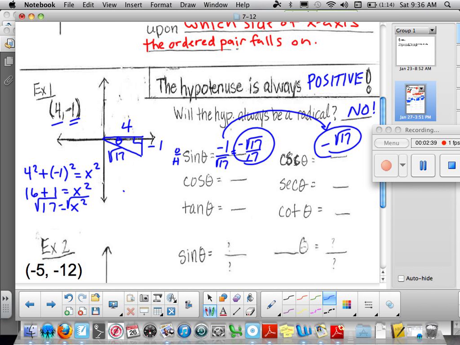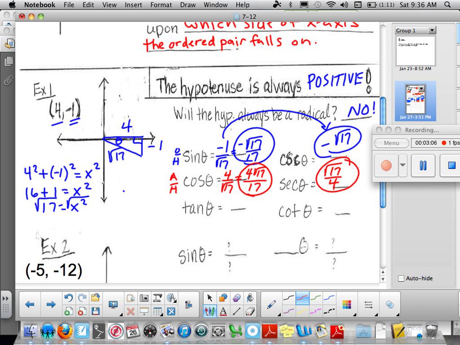All right, now for the cosine ratio, we're going to use adjacent over hypotenuse. So we're going to get 4 over the square root of 17. But when we rationalize that, we'll get 4 square roots of 17 over 17. And then when we take the reciprocal, again, I'm going to use the original solution to make this look a little cleaner.